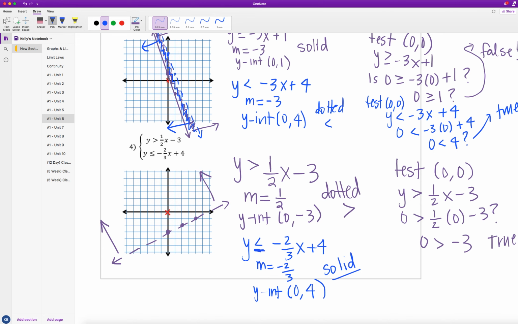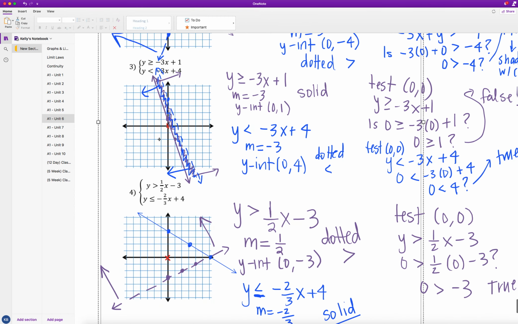We'll start at (0, 4), put our point. From here, we go down 2 and to the right 3, down 2 and to the right 3. I do get a solid line, so I'm going to go ahead and just insert that straight line for us. And I want to make sure that I'm extending it so that I can see where these are intersecting, because I might have part of that as my answer.